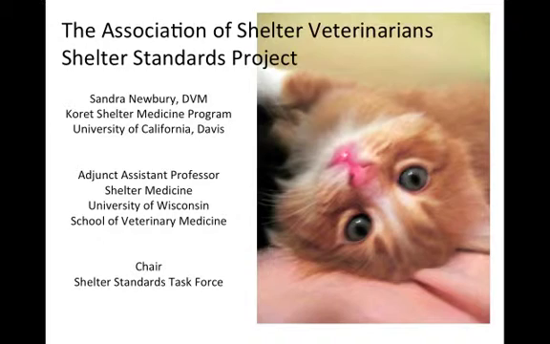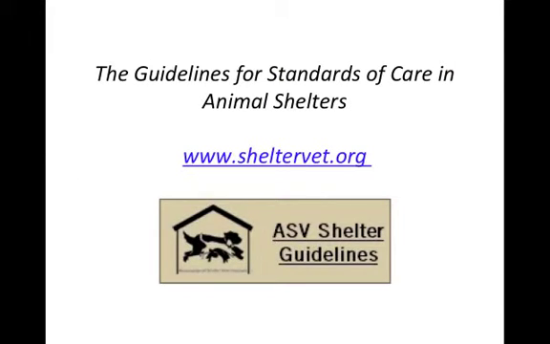We're going to talk about the Association of Shelter Veterinarians Shelter Standards Project, which actually culminated in a document called the Guidelines for Standards of Care. How many of you have seen the document? That's exciting. For those of you who haven't seen the document, it's available at sheltervet.org, which is the Association of Shelter Veterinarians website. And you'll see a button that looks just like this. And if you click the button, you can download the document.